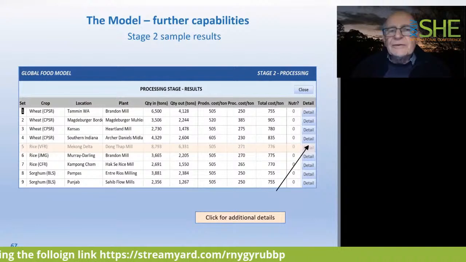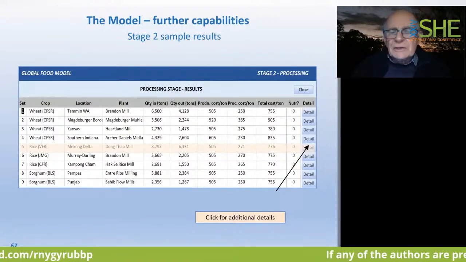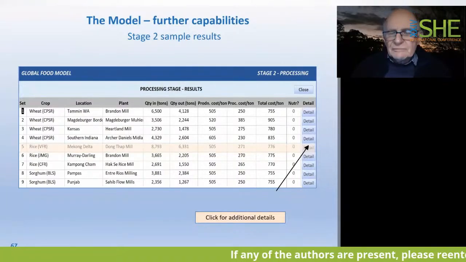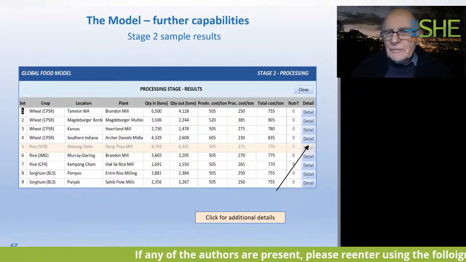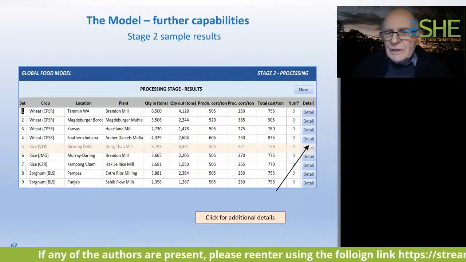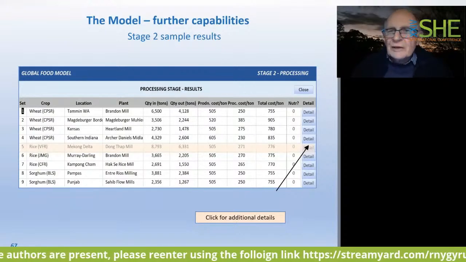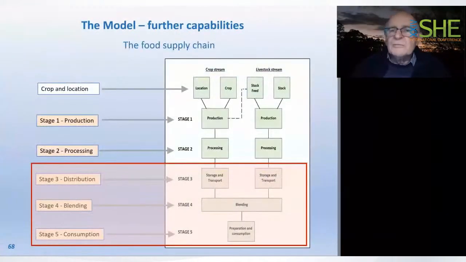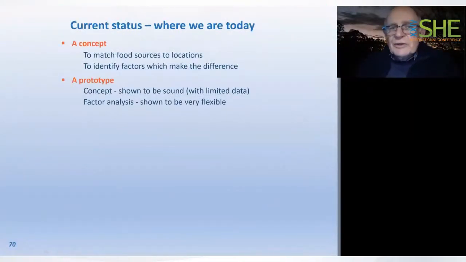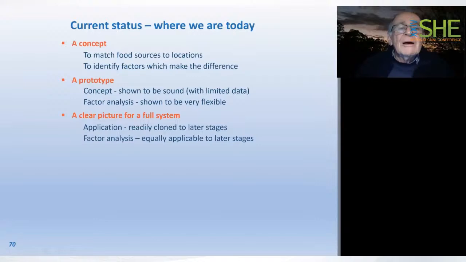We started with a concept. The concept was that we should be able to match food sources to locations and identify which factors make the difference. We then built a prototype, which basically showed that the concept was sound in as far as we could determine it with limited data. And it also indicated that the factor analysis process is extremely flexible. The end result of that was we came out with a clearer picture for a whole system.